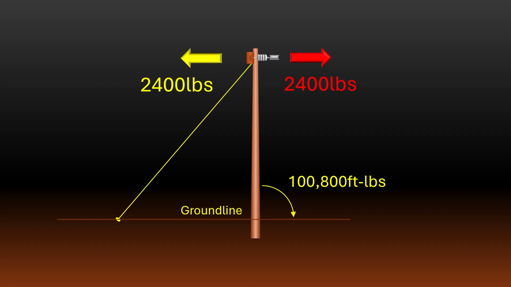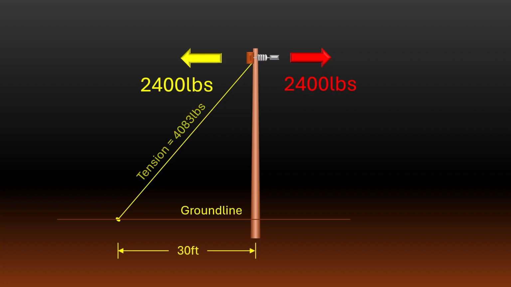This will cancel out our bending moment. If we install our anchor with the same lead length of 30 feet, this will require a guy tension of a little more than 4,000 pounds. The guy wire will then create a vertical load on the pole of about 3,300 pounds, which will convert to a pole tip equivalent of 3,105 pounds.